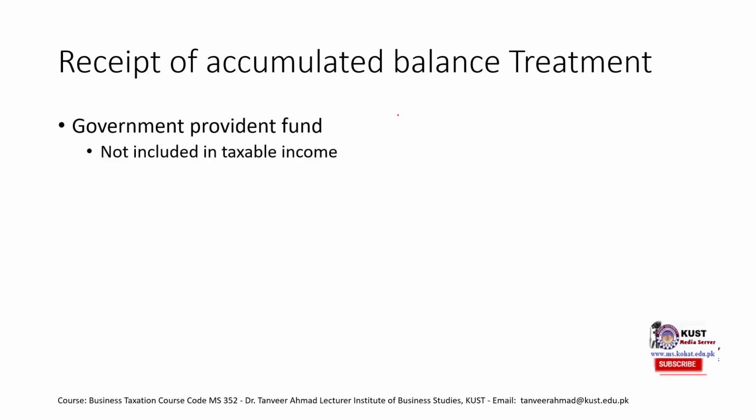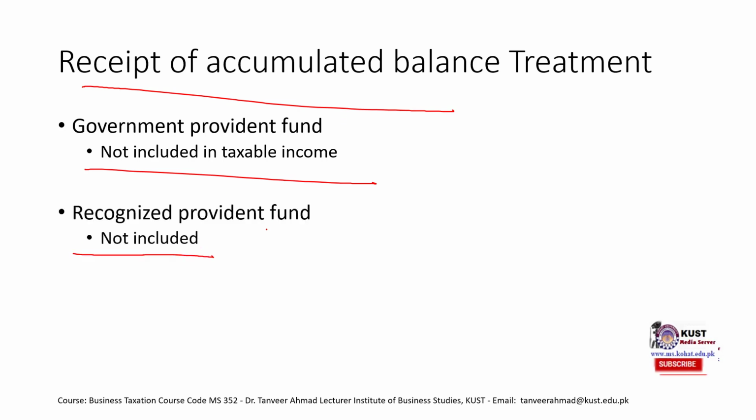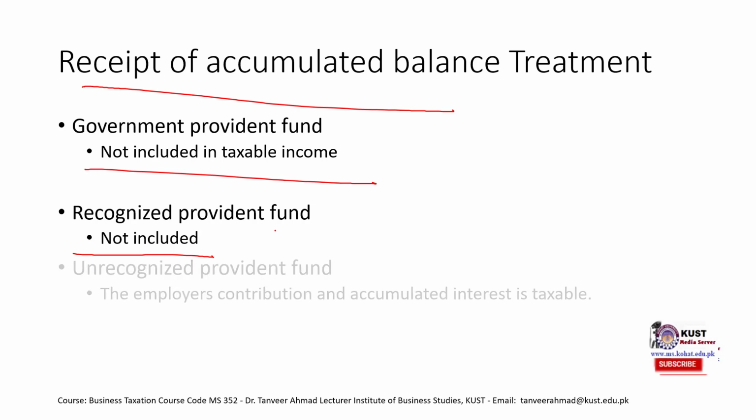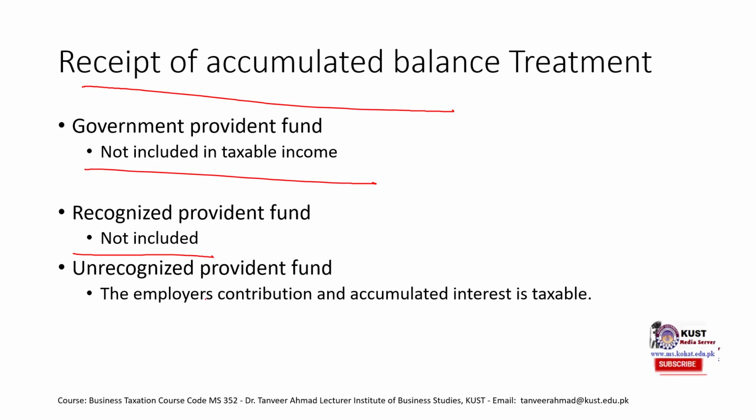lump sum amount, the amount that is paid at the time of retirement, the accumulated balance. In case of governmental fund, the accumulated balance is not taxable. In case of recognized fund, the accumulated balance is not taxable. The lump sum amount that you would receive when you get retired would not be taxable. But in case of unrecognized provident fund, the employer's contribution and the accumulated interest would be taxable. Employer's contribution had already been taxed, right? But the employer contribution and the accumulated interest will be taxable.